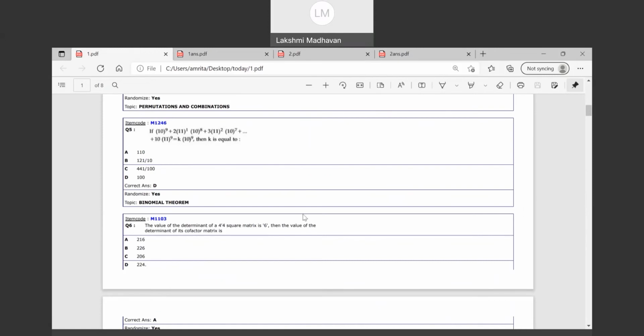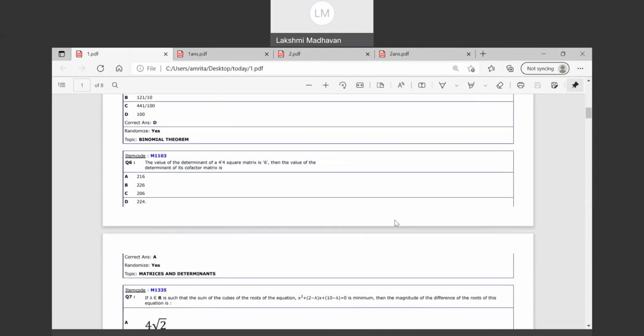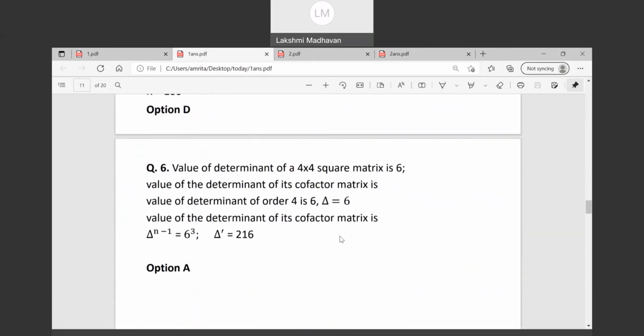So now moving on to the next question, which is a really simple question. That is question number 6. The value of the determinant of a 4 by 4 square matrix is 6. Then the value of the determinant of its cofactor matrix is. This is a really simple question. The value of determinant of a 4 by 4 square matrix is 6 and the value of determinant of its cofactor matrix. We just have to have an understanding about the simple relationship.